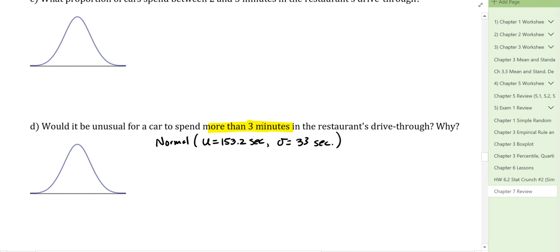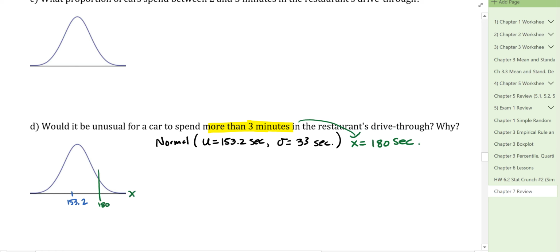So let's convert to seconds. 1 minute equals 60 seconds, so 3 minutes gives me 180 seconds. So that converts to x equal to 180 seconds. That's why it's important to write down the given information and read it carefully, so that you make sure you're using the same unit. The mean is in the middle here, 153.2 seconds, with a standard deviation of 33. So 180 should be somewhere all the way over here. This is 180. Again, I'm using x here.